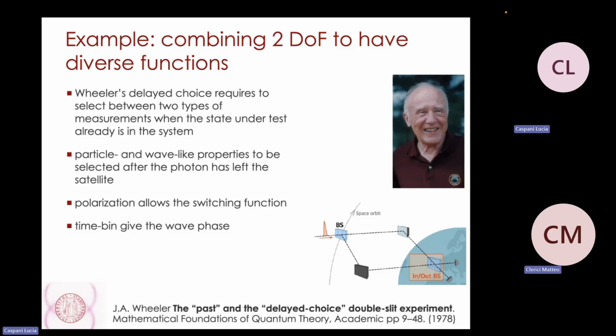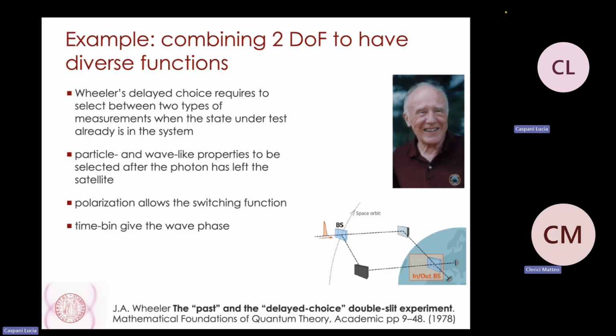We wanted to realize the Wheeler gedanken experiment on the delayed choice. So this is the basis of wave-particle duality in quantum mechanics, and essentially the recipe prescribes being able to determine which type of measurement to perform at the very last moment. And the types of measurement are wave-like or particle-like.